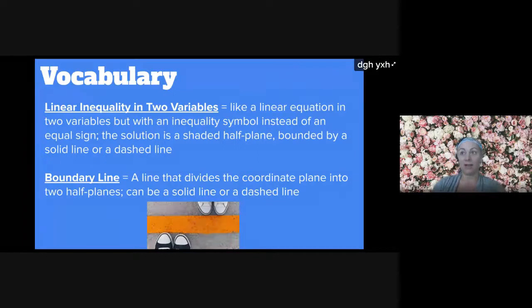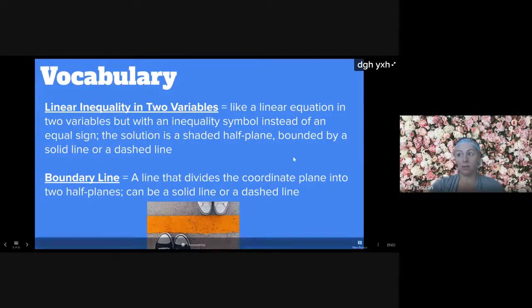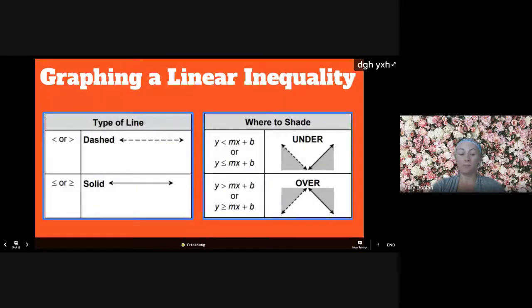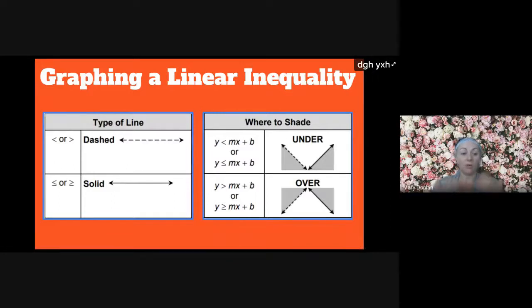Okay, that line that could be dashed or solid is called the boundary line, and it divides the coordinate plane into two half planes. It can be solid or dashed. And this is the basic overview of graphing inequalities. So you have to understand how you graph a linear equation. Okay, so we're going to think back to how we graph linear equations that are in slope-intercept form.